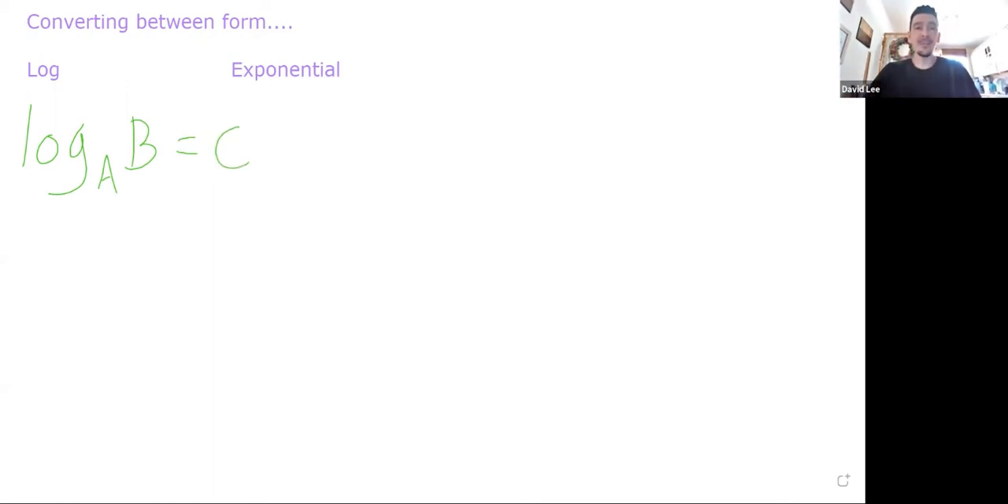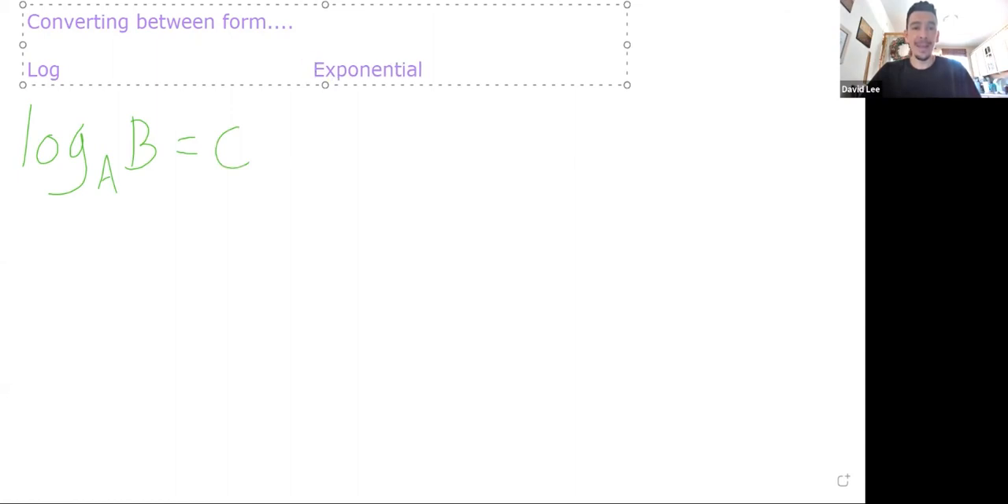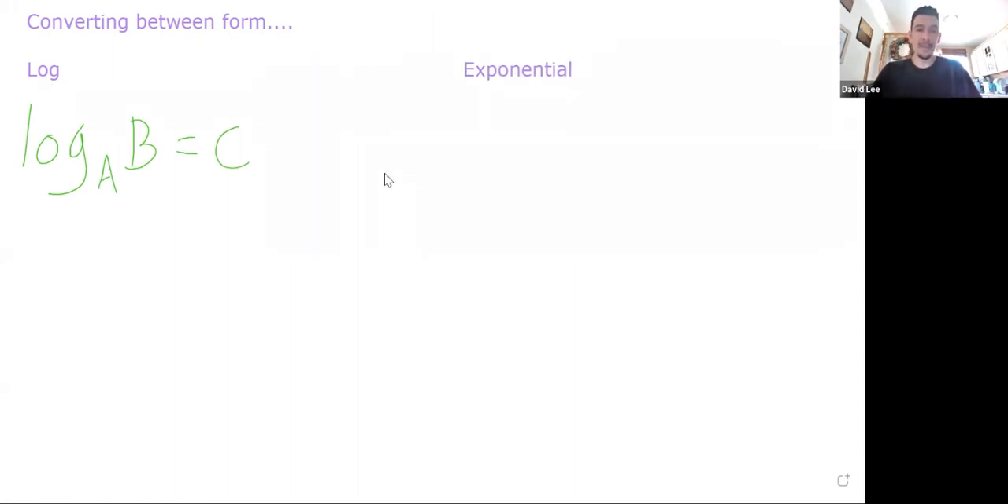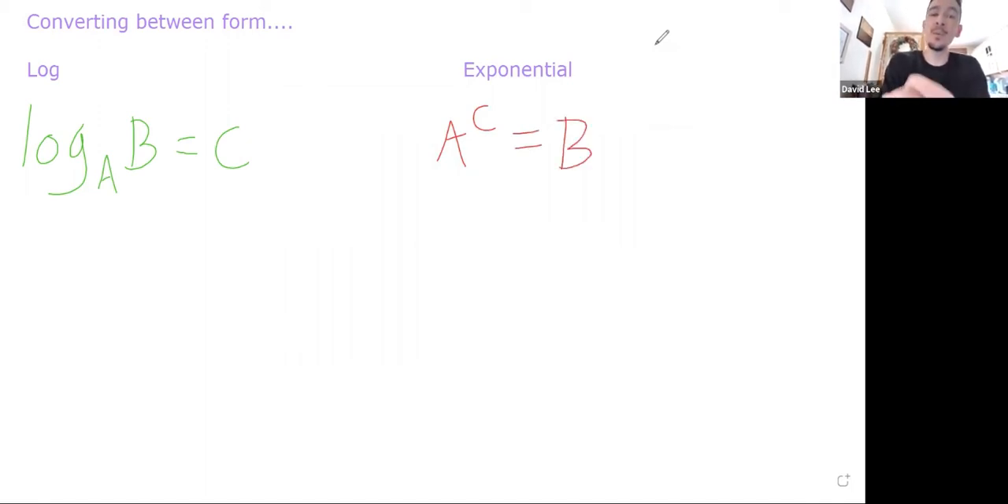And so if you do have something that looks like that, then that's in logarithmic form. But what we can do is write it into exponential form. So let me use a different color for that. How about we go red here? Exponential form would say this: a to the power of c is equal to b. And you and I are going to go back and forth between these two forms for the duration of this video.